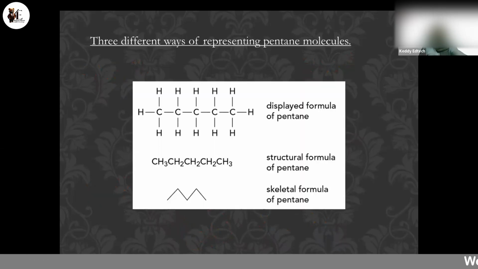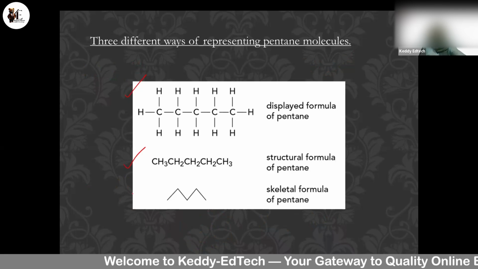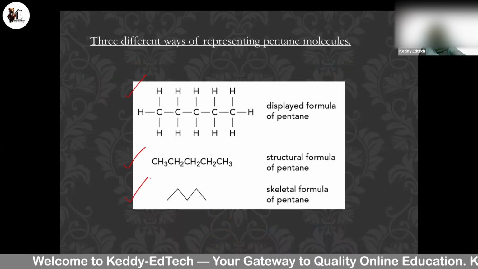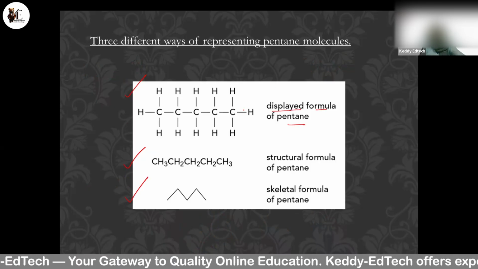Okay, so this we already discussed in the organic chemistry chapter, how to display organic molecules. So how to display a hydrocarbon? First is your displayed formula, second is your structural formula, and third is your skeletal formula. In the displayed formula, you show all the bonds, carbon-carbon and carbon-hydrogen.